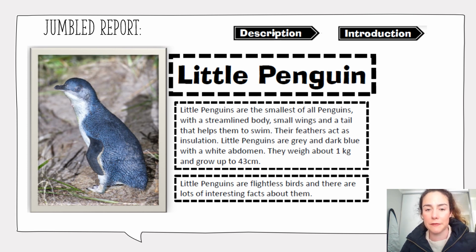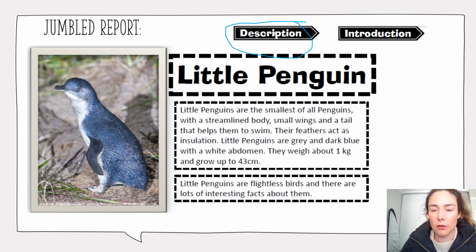So the first paragraph says, little penguins are the smallest of all penguins with a streamlined body, small wings, and a tail that helps them to swim. Their feathers act as insulation. Little penguins are grey and dark blue with a white abdomen. They weigh about 1 kilo and grow up to 43 centimetres. So this to me is sounding like it's the description of the penguins because it's giving us a lot of information about what they look like. So I'm going to mark that one there.